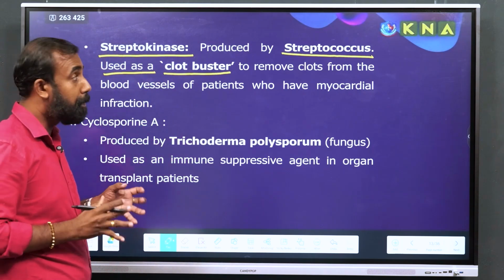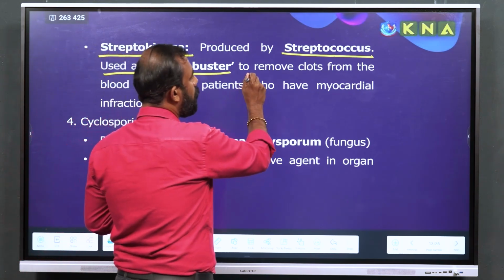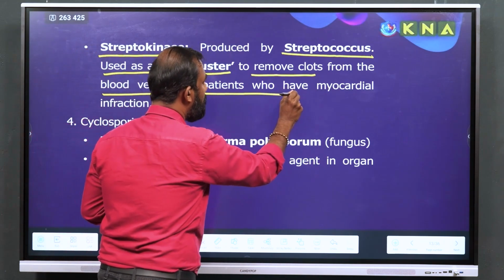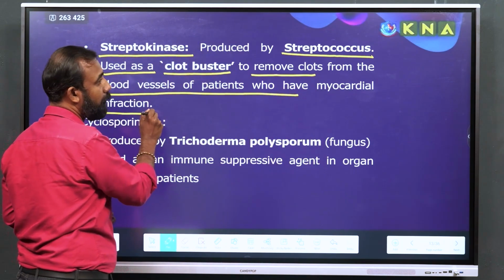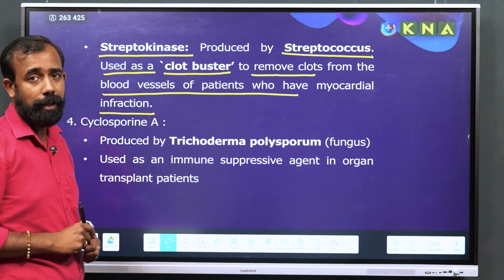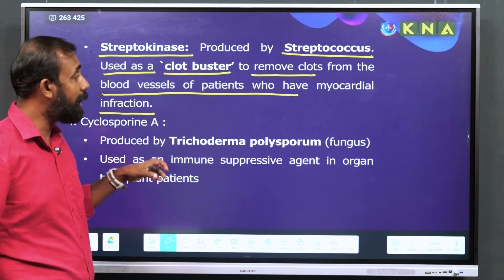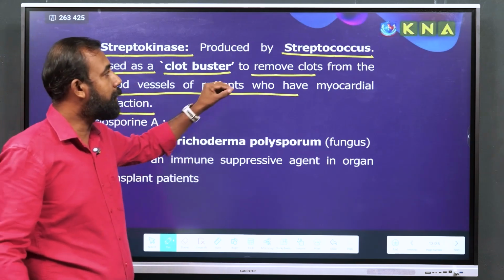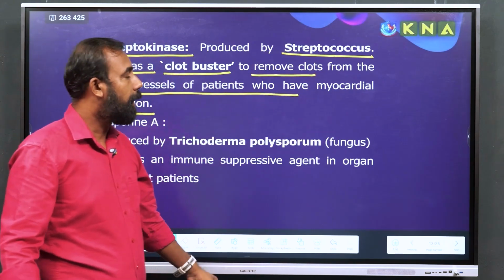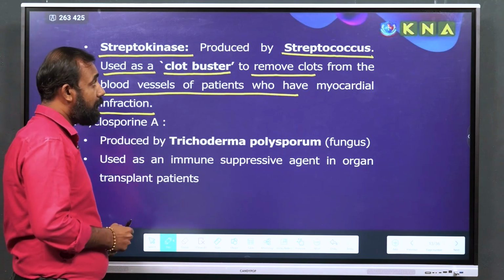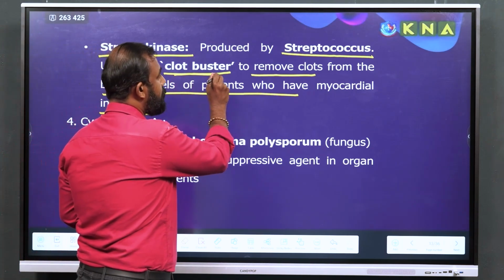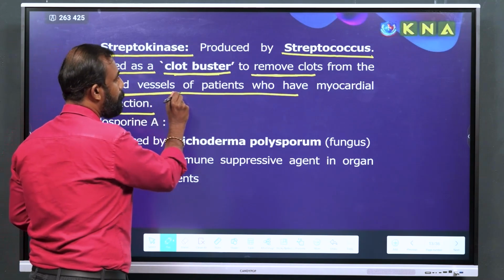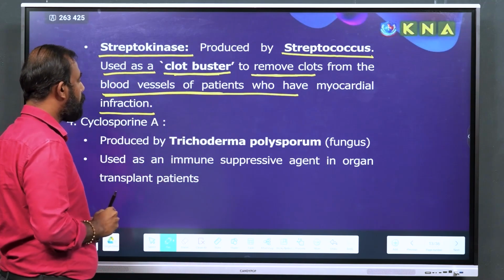It's used as a clot buster to remove a clot from the blood vessels of patients who have a myocardial infarction. It's very, very important. Okay, so which enzyme is used as a clot buster? Streptokinase. It is taken from the bacteria Streptococcus. And this streptokinase is used as a clot buster to remove clots from the blood vessels of patients who have myocardial infarctions.